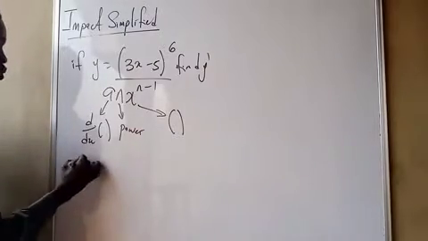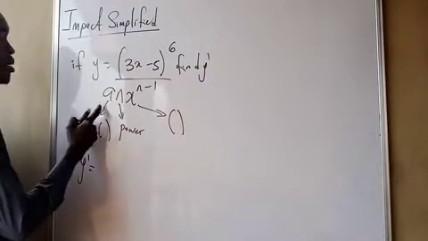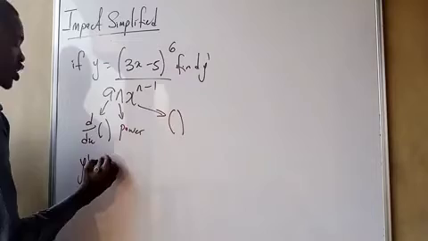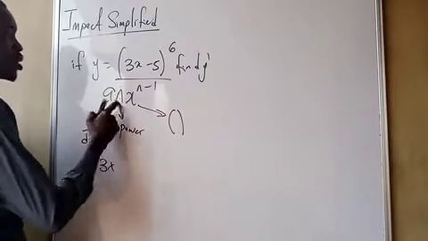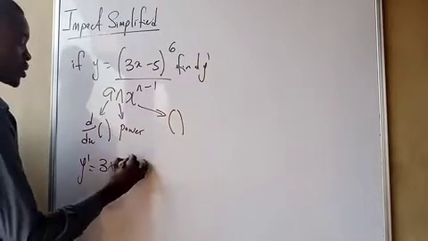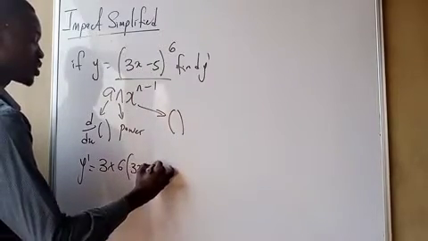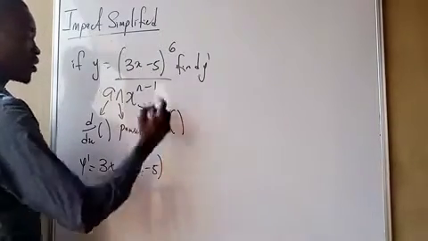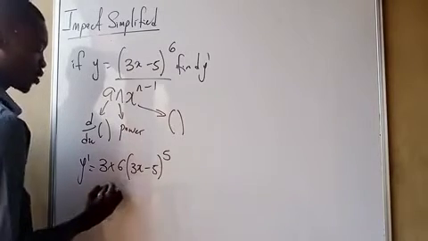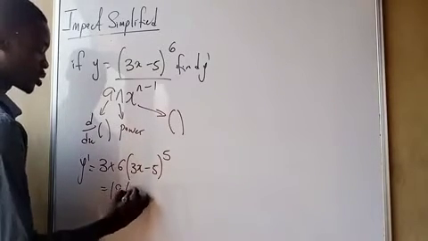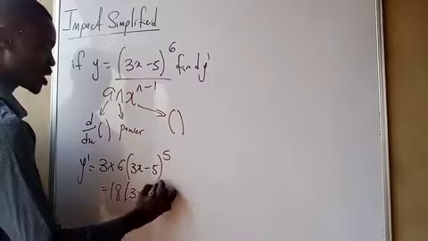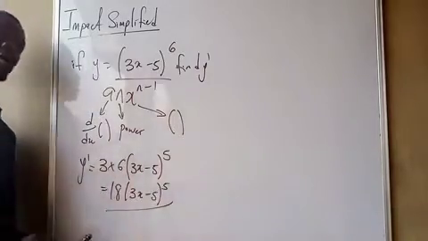So let's look at this. What is our y prime? Differentiate this bracket, we have 3 times n, the power, 6, times x, the bracket itself, 3x minus 5, to the power of n minus 1. 6 minus 1 will give us 5. And this will give us 18 times (3x minus 5) to the power of 5.